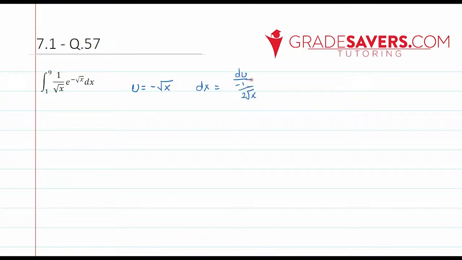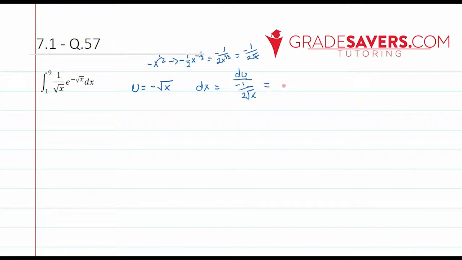And if you want to see why that's the case, you can rewrite this as negative x to the half, and the derivative of negative x to the half using chain rule is negative 1 over 2 x to the negative half, which is equivalent to negative 1 over 2 x to the half in the denominator, which is the same thing as negative 1 over 2 root x. All right, back to the dx.